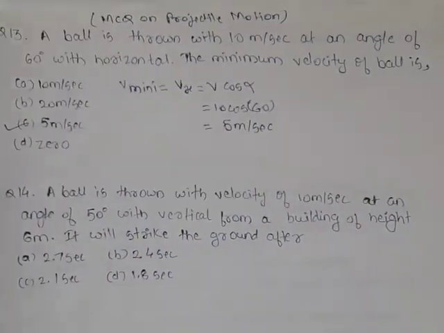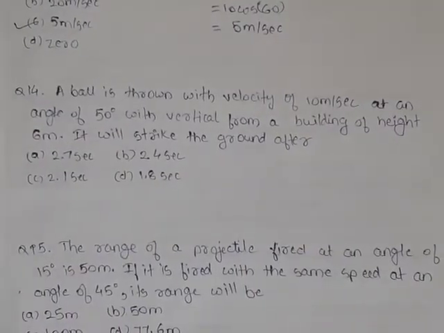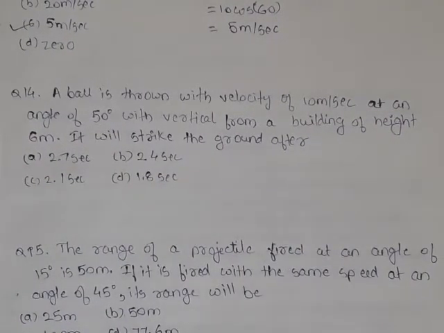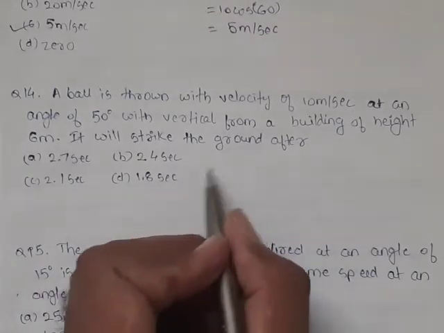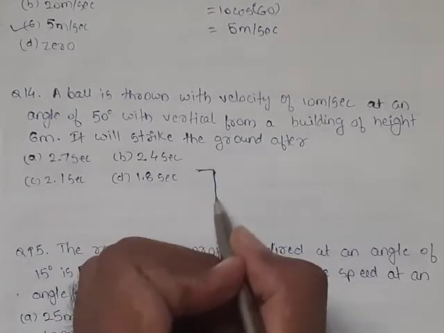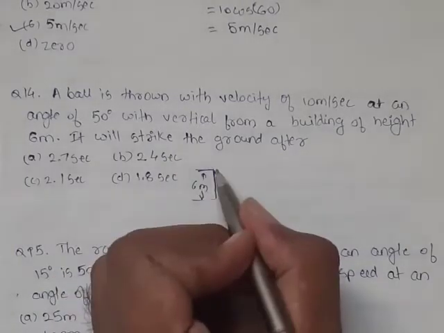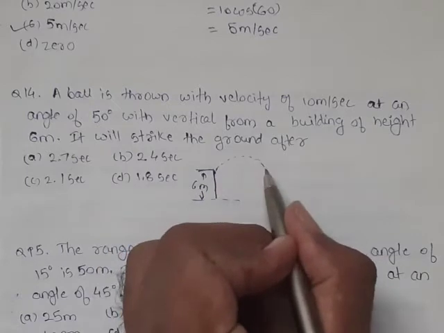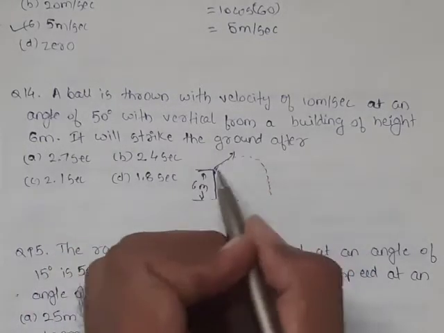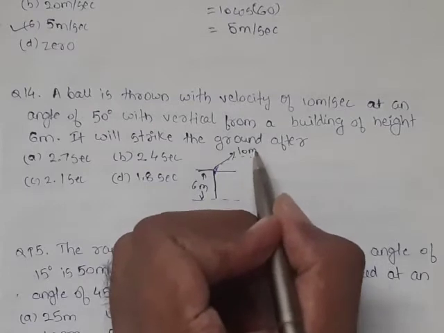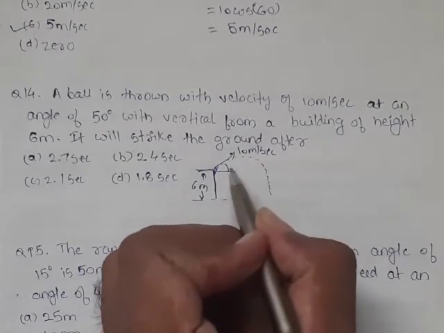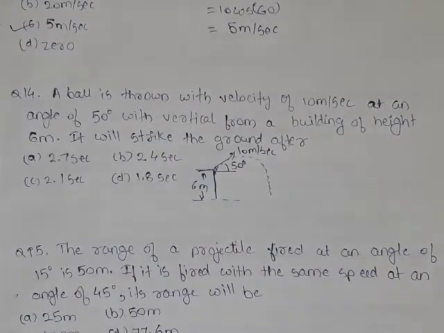Now question 14. A ball is thrown with a velocity of 10 meters per second at an angle of 50 degrees with the vertical from a building of height 6 meters. It will strike the ground after. So here we draw a building whose height is 6 meters, and from here the ball is thrown. The initial velocity is 10 meters per second and the angle of projection is 50 degrees, and it is asked to find the time required by the ball to reach the ground.